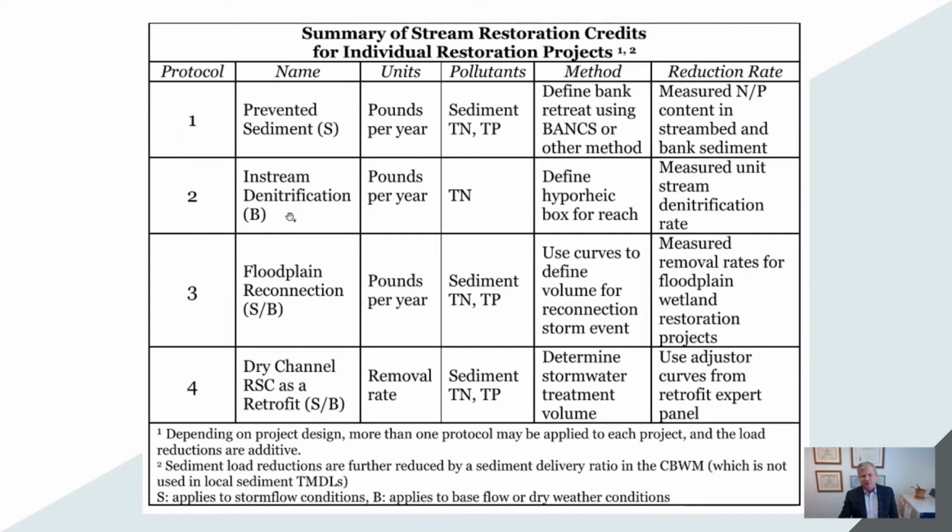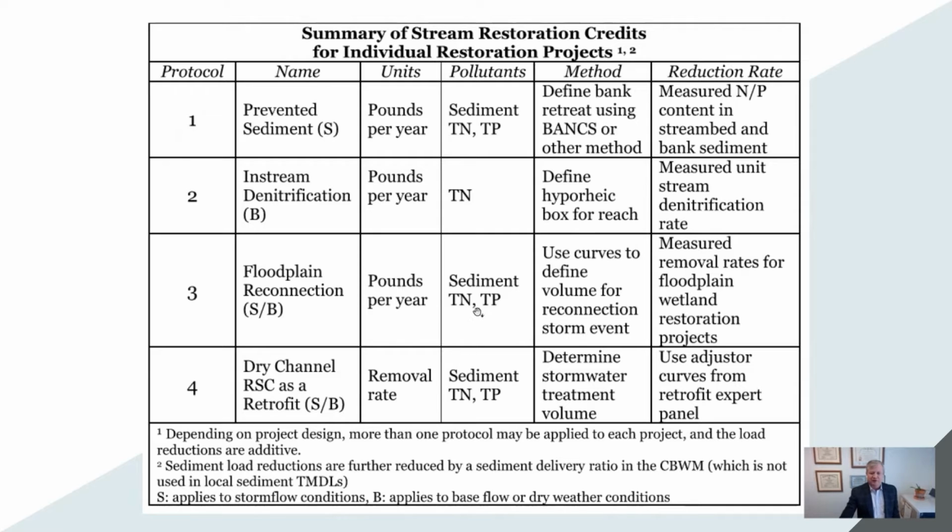So the next two are actually pollution removal ideas. And the second one is really just about nitrogen. So the pollutant is nitrogen, in-stream denitrification. The third one is floodplain reconnection. This could also reduce peak flows and volume if you were looking to do so. But that one's sediment, nitrogen, and phosphorus.